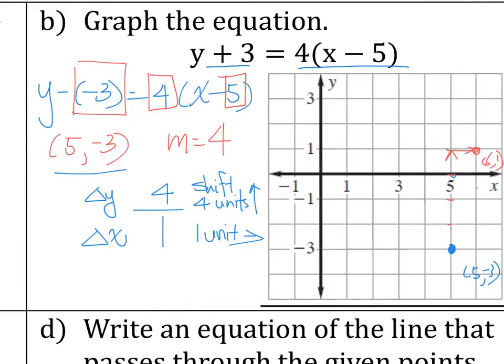Now that I have 2 points, I can connect the dots, or the points. And if you plug in (6, 1) into the equation here, 6 minus 5 is 1, times 4 is 4, and 1 plus 4 is... So this point does lie on this equation of the line.